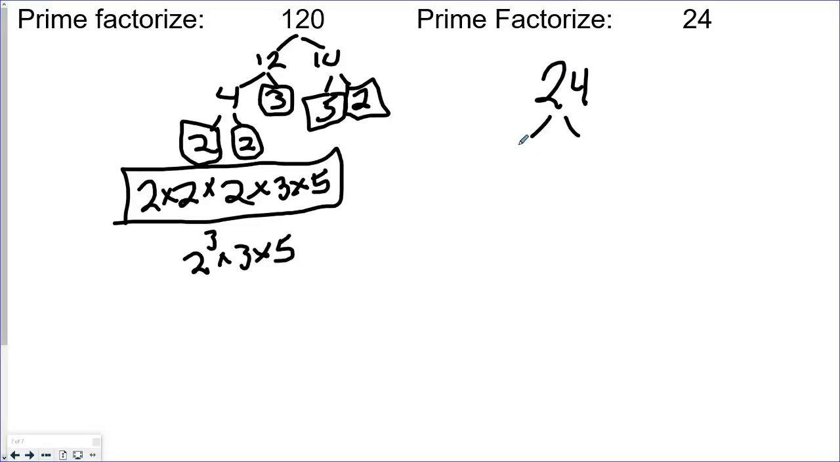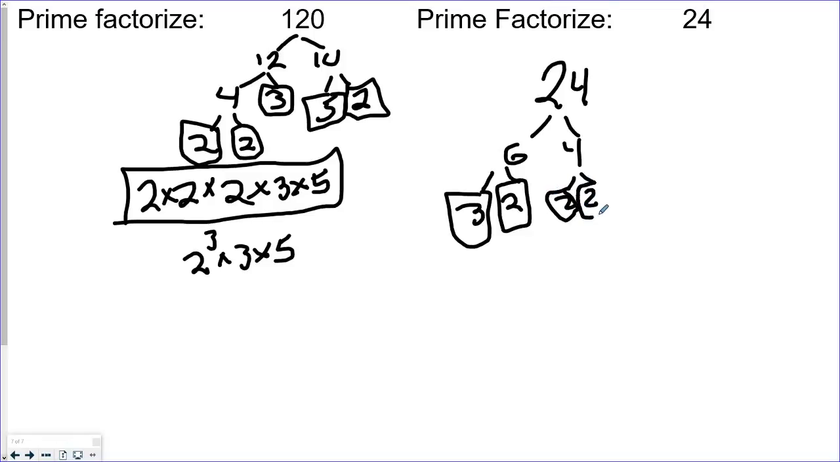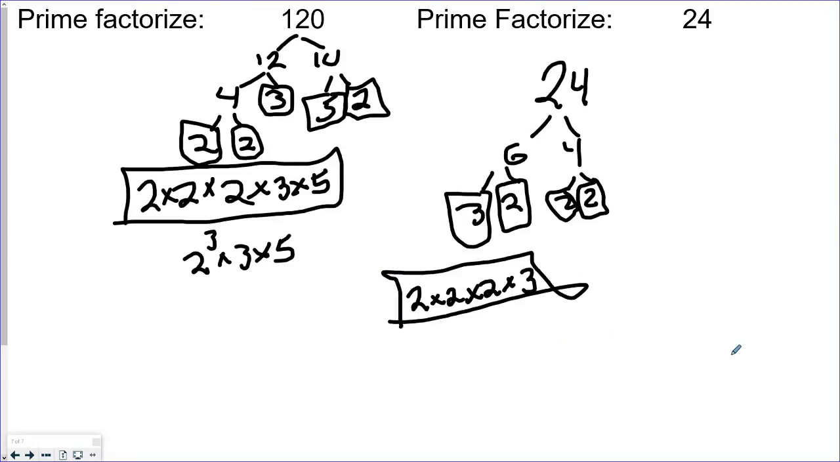So 24 we can break down to 6 and 4. And then 6 we can break down into 3 and 2. And those are done. And then 4 breaks down to 2 and 2. So those are done. So my final answer then is 2 times 2 times 2 times 3. And that's my prime factorization. That's the DNA of 24. All the numbers that you can multiply to get to 24 as primes are there.